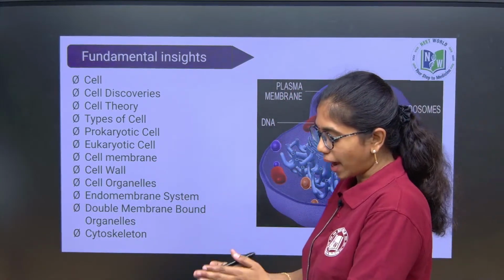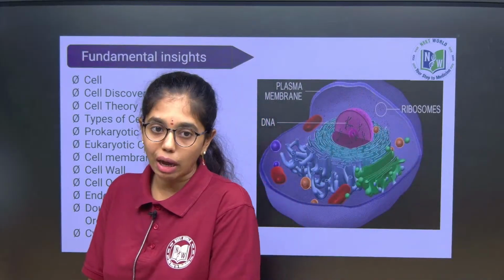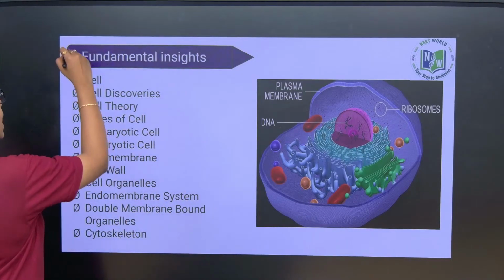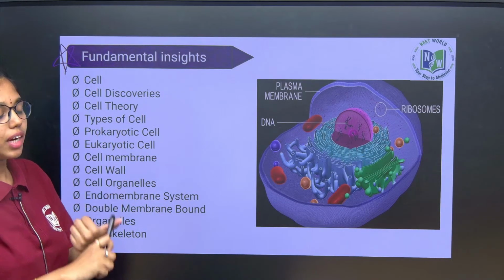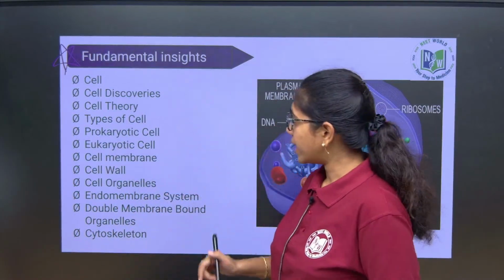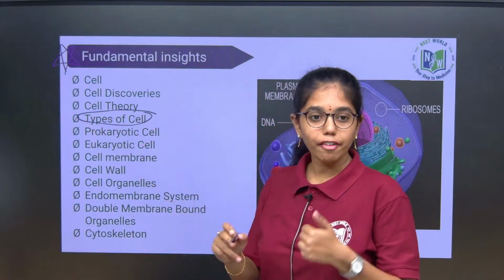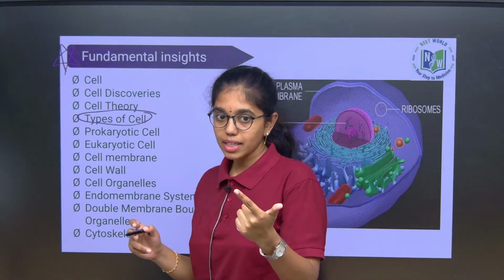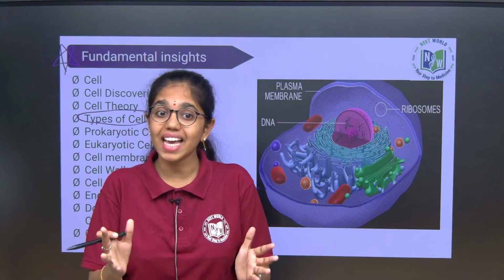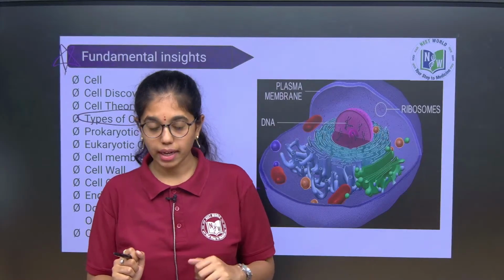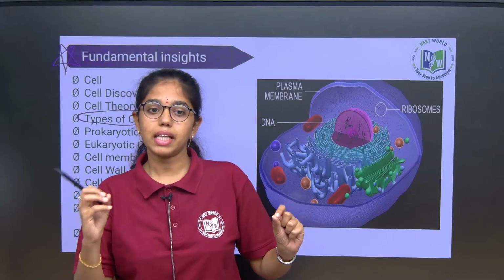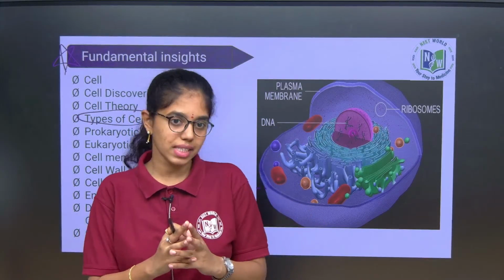So, in this chapter, what are the contents we have to cover with respect to the NEET examination? Firstly, the fundamental insights of this chapter include: first we will learn about cell and cell theory, its discoveries, and then the types of cells. We have both prokaryotic cell and eukaryotic cell. In prokaryotic cells you will study the variation of size and shapes with respect to the diagrams, and in eukaryotic cells you will learn from unicellular to multicellular cells, and different shapes of the cells as well.